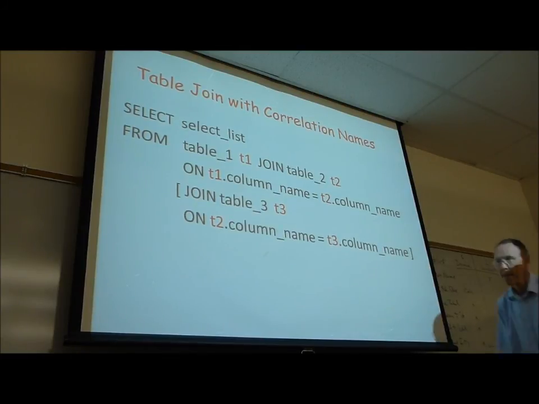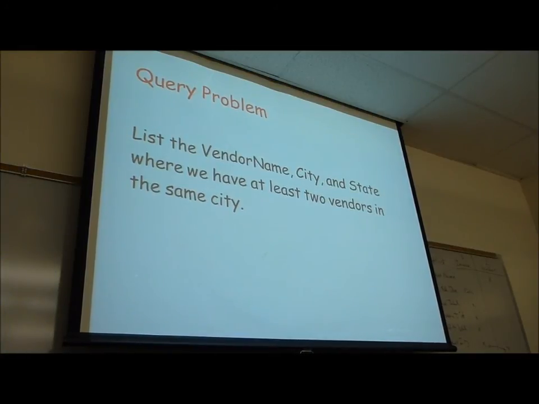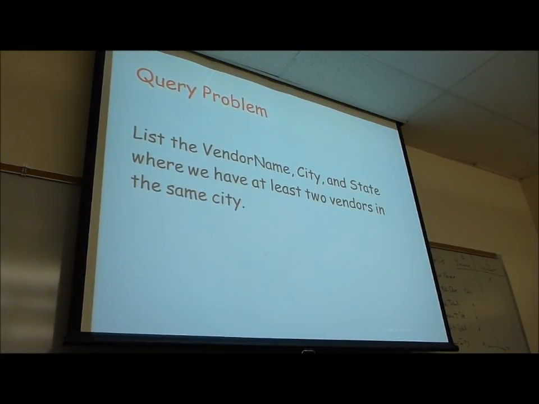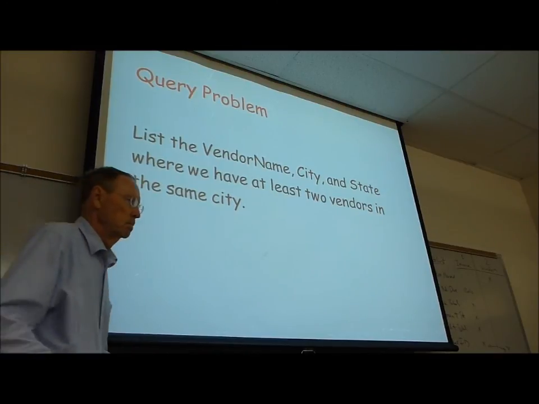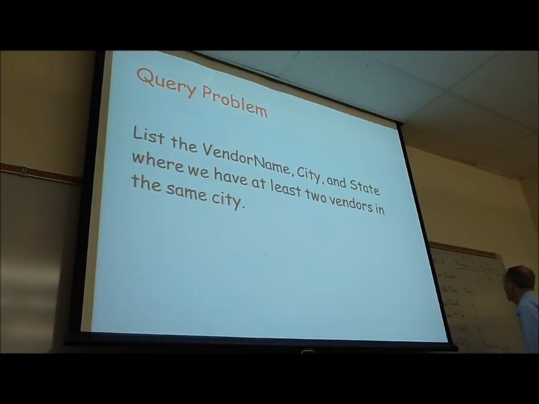Okay. All right. Okay. List the vendor name, city and state where we have at least 2 vendors in the same city. Okay. Let's think about that a minute.